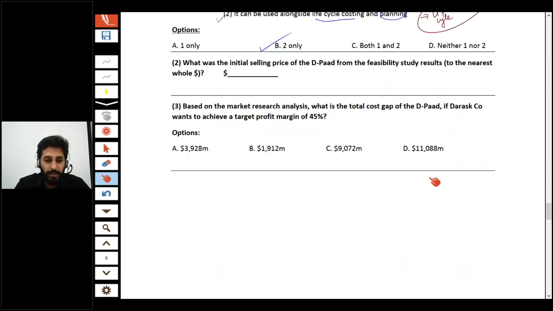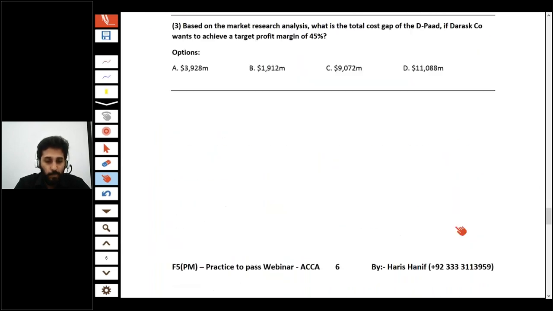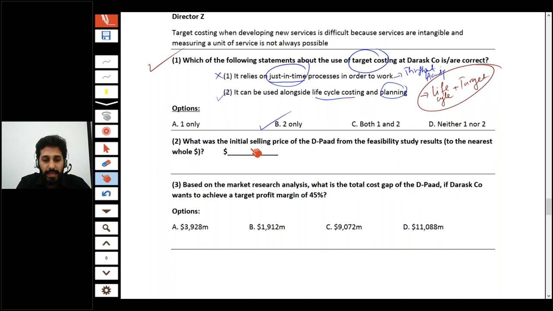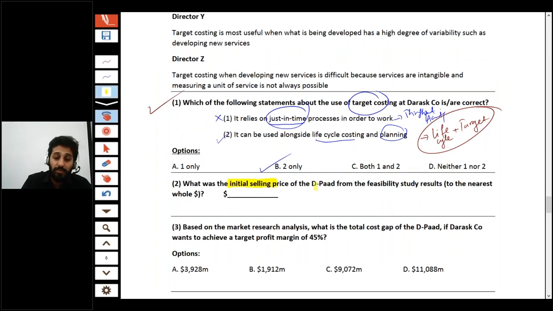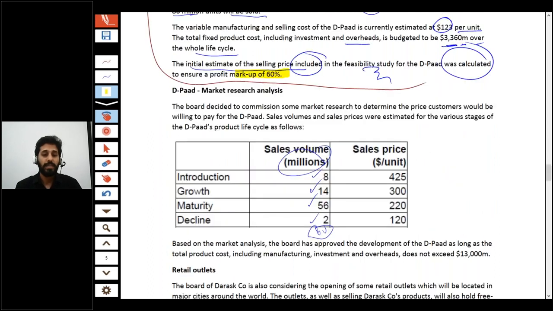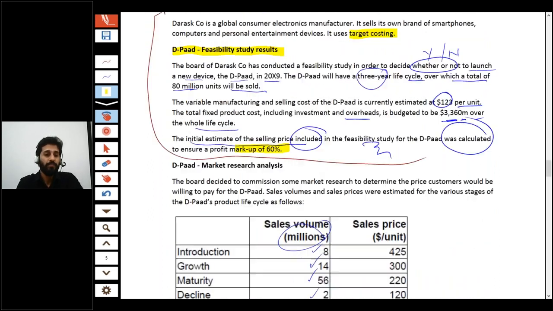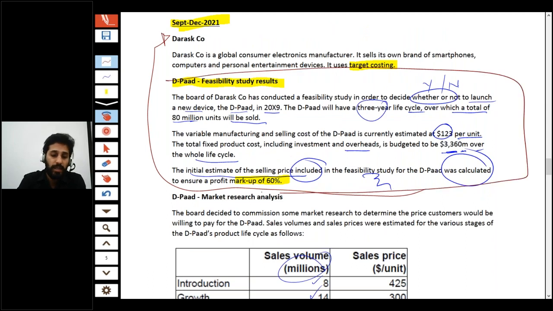Now the next point is: what is the initial selling price of DPAD from the feasibility study, to the nearest whole dollar? What is the initial selling price from the DPAD feasibility study report? That means you should refer to the feasibility study report. This was the only thing we needed to focus on.